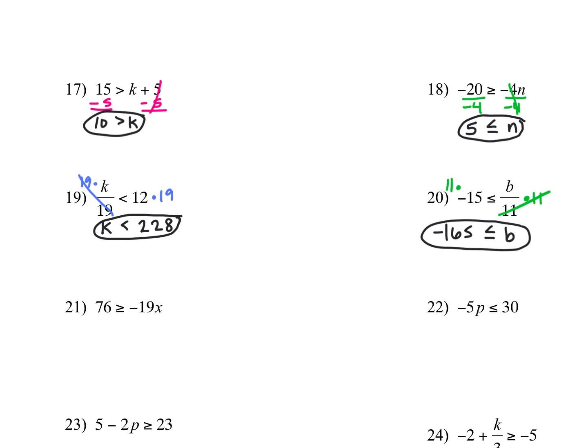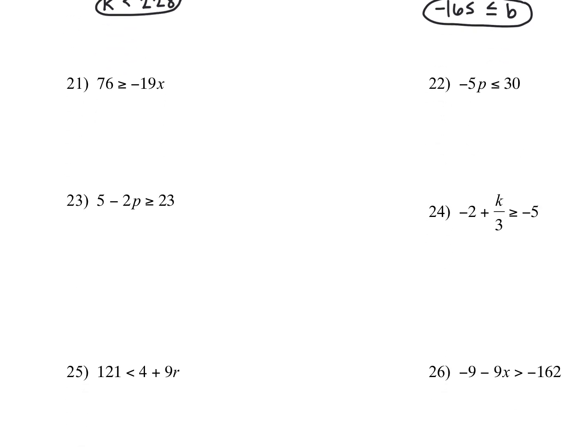Number 21, we want to get rid of this negative 19 that's multiplied by x, so we're going to divide both sides by negative 19. Now we're dividing both sides by a negative, so our symbol is going to flip, and 76 divided by negative 19 is negative 4.